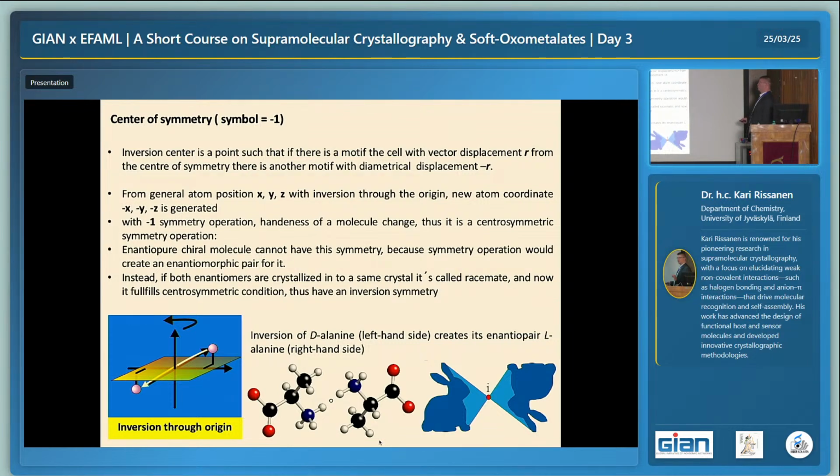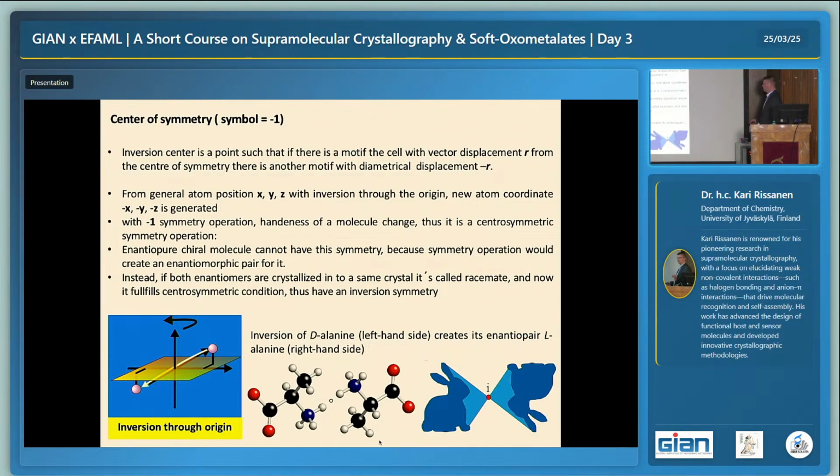Instead, if both enantiomers are crystallized in the same crystal, then it's called a racemate. That's perfectly okay, and fulfills the centrosymmetric condition. So we call this centrosymmetry. So a structure having the -1 element in there has centrosymmetric space symmetry operations.